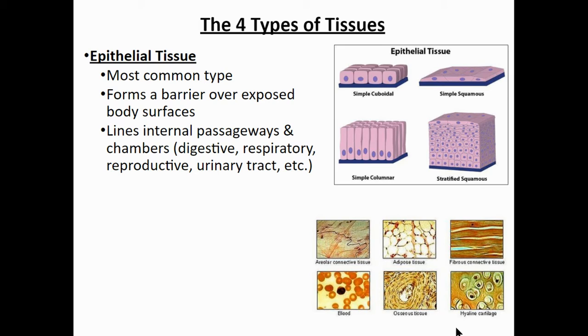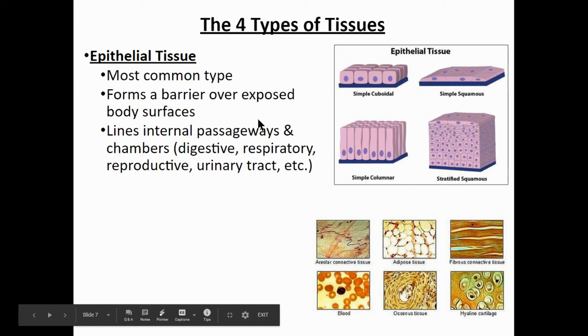Your lungs are lined with epithelial cells. Your small intestine, your large intestine, the fallopian tubes, the vas deferens, they're all lined with epithelial tissues. Okay. The second type is a connective tissue.